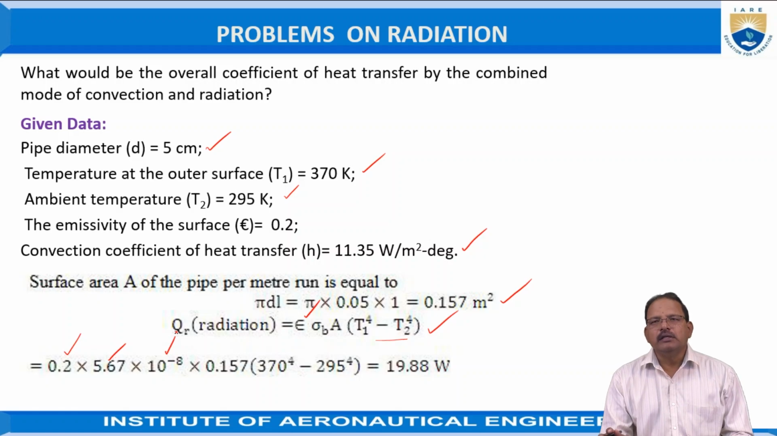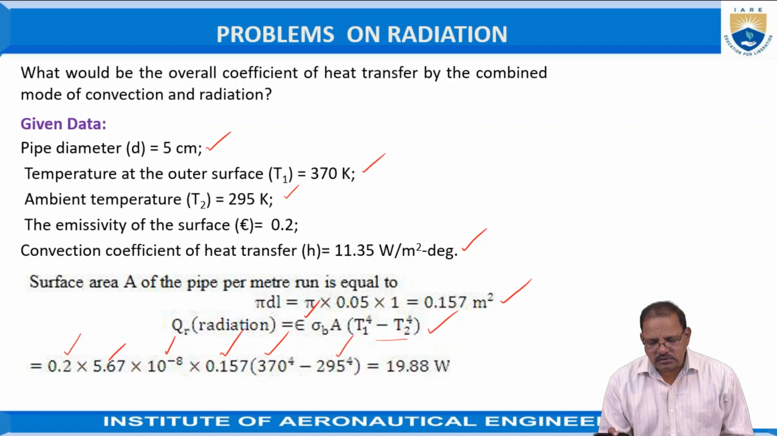A is representing the surface area, which is given as 0.17157 meter square. Here T1 to the power of 4 is 370 to the power of 4 minus T2 to the power of 4, which is 295 to the power of 4. So on doing the calculations, we got the radiation equal to 19.88 watts.